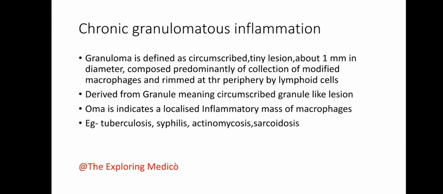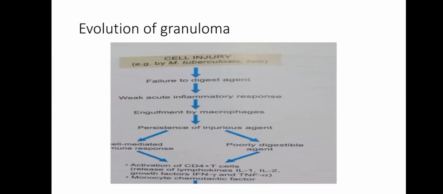Chronic granulomatous inflammation. Granuloma is defined as a circumscribed, tiny lesion about 1 mm in diameter, composed predominantly of a collection of modified macrophages and rimmed at the periphery by lymphoid cells. Derived from granule, meaning a circumscribed granule-like lesion, and oma indicates a localized inflammatory mass of macrophages, for example, tuberculosis, syphilis, actinomycosis, and sarcoidosis.